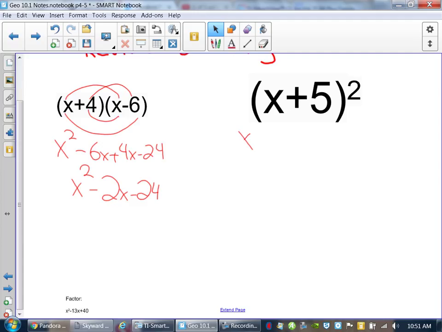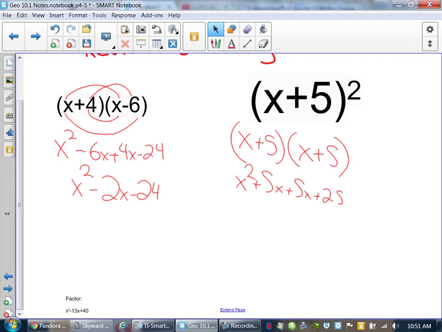Ladies and gentlemen, this is something that even pre-calc students struggle to remember. When you have what I just call junk squared, that just means junk times junk. So what you're doing here is you always want to write that out twice and distribute. Distribute out, you get your x squared, 5x, 5x, and then 25. Combine your like terms, you wind up with x squared plus 10x plus 25.